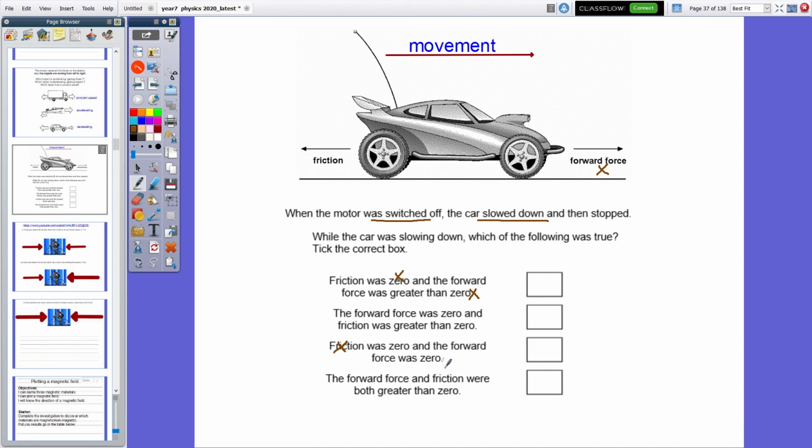And the forward force was 0. Well, that is true, but if the engine is turned off, the forward force and the friction were both greater than 0? Well, the forward force has been turned off, so that would be 0, and the friction would be greater than 0. So that only leaves us this one to analyse. The forward force was 0. Well, that's true because the motor's been turned off, and the friction was greater than 0. Yes, because it was still moving forward, there would be some friction, slowing it down and decelerating. So that is the correct one there.